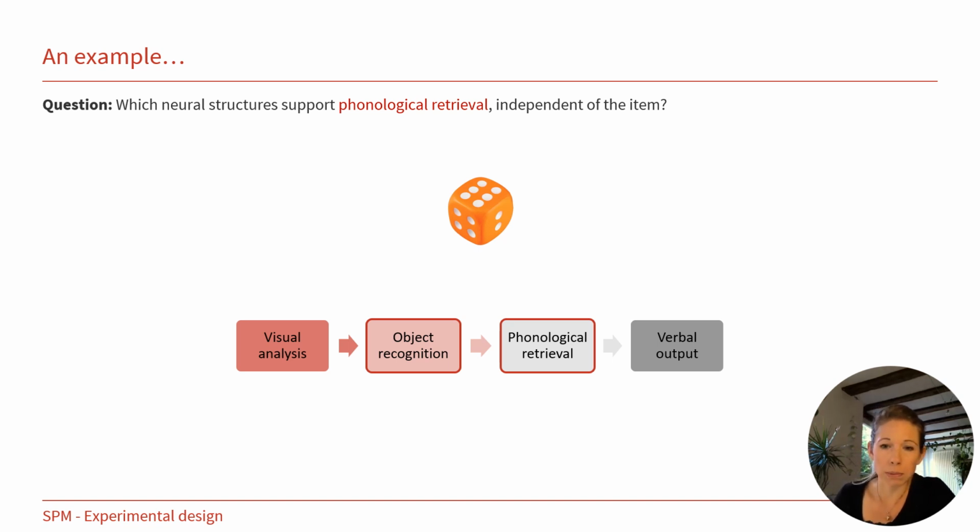And in order to be able to say this is a dice, you have several processes: visual analysis of the object, the recognition of the object, then the phonological retrieval, and then in the end, the verbal output. The phonological retrieval is the process which is of interest in this study.